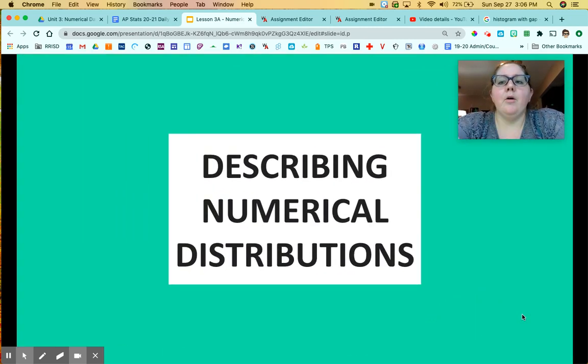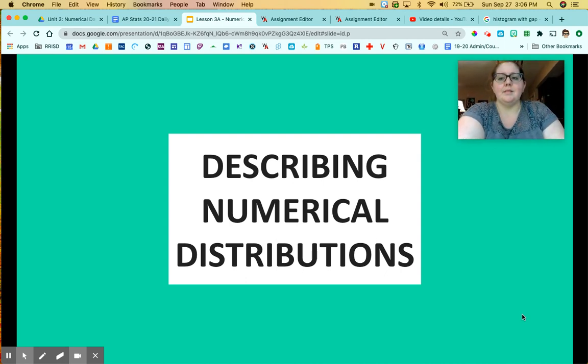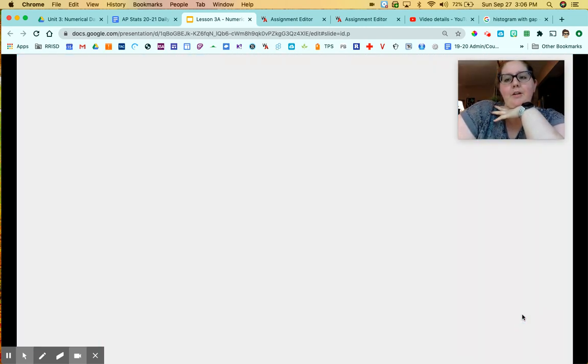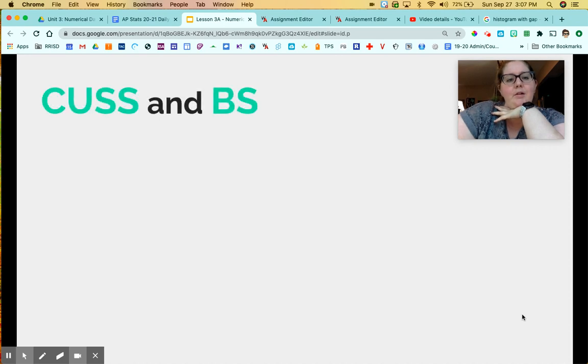The biggest bulk of today's lesson is talking about how we describe numerical distributions. Most of the time you are given a graph to look at, especially for histograms. It's not something that you are spending a lot of time creating, but you do need to know how to describe those histograms or distributions, and there are specific things you have to mention when you're describing them. To help you remember what those things are, I have a little acronym for you. Our acronym is, we're going to learn today how to cuss and BS.